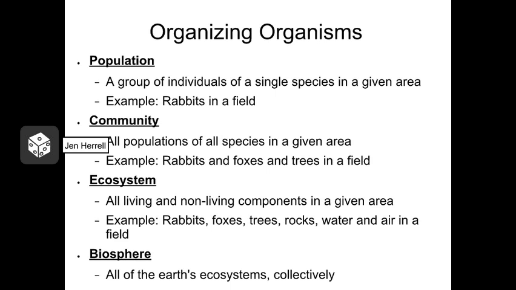But what if we have multiple organisms or organisms of different species? How do we organize that? For that, we need these levels of organization: population, community, ecosystem, and biosphere. Let's discuss what each of these means.